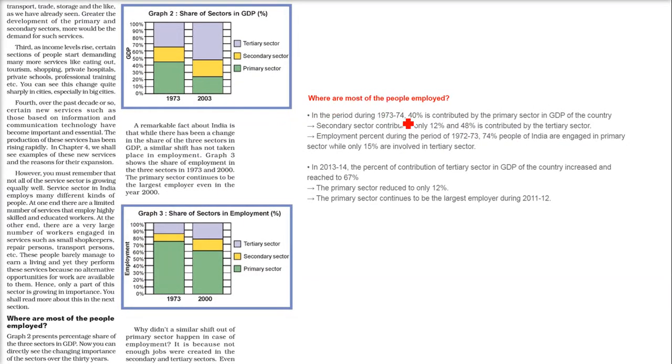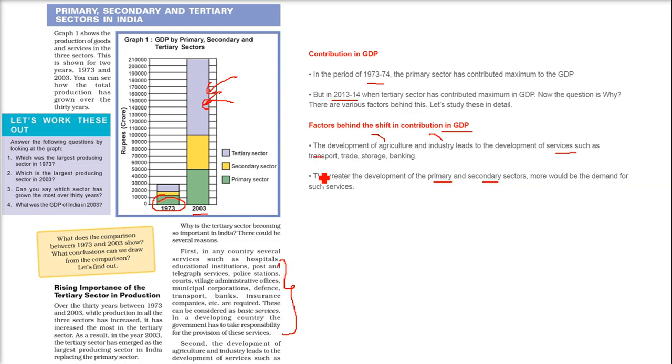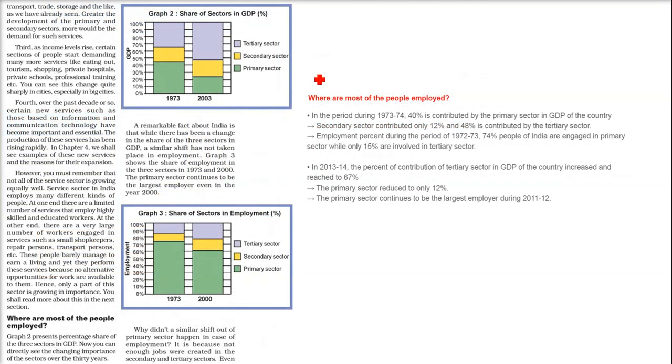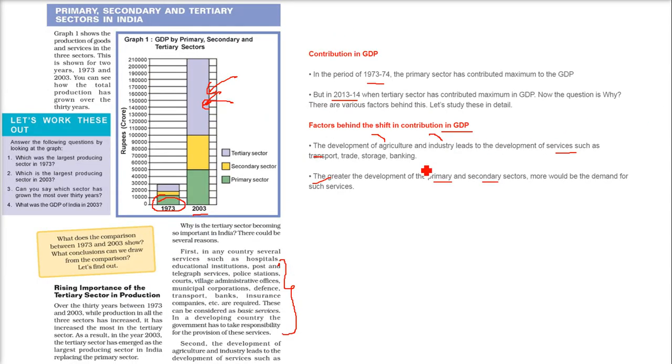So where are most of the people employed? First, let me tell you one more thing. We took two factors for why the tertiary sector is increasing, so two answers I gave. Let me go back again. First was agriculture and industry. When they increase, services are required. All these services are required, and the development of the primary sector would demand these kinds of services.